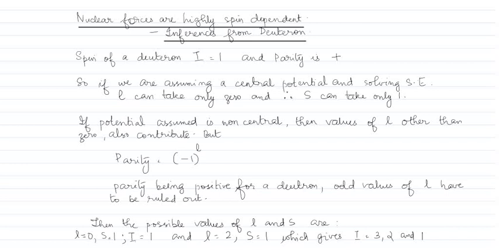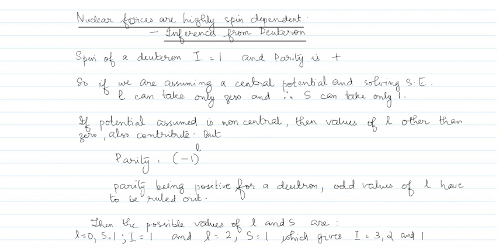Hi all. In the previous lecture, we studied a system called Deuteron, which happens to be the simplest of all the nuclei available for study. From the study of a Deuteron, we get a lot of information, and one such piece of information about nuclear forces is that it is highly spin dependent. As per observations, the spin of a deuteron is always 1 and parity is always positive.